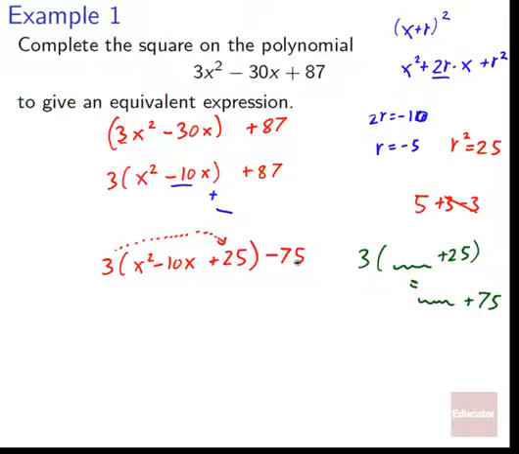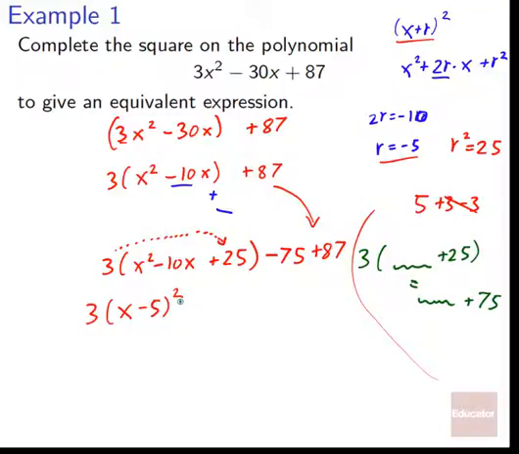We put 25 into the inside of the parentheses. 3 times 25 is 75, so we need to take 75 out. We put a total of 75 into the expression, so if we take a total of 75 out, our scale remains balanced. Minus 75, and then we still have to bring on what was in the expression before, plus 87. So 3 times x squared minus 10x plus 25, x plus r squared, our r equals negative 5, so we've got x minus 5 squared.